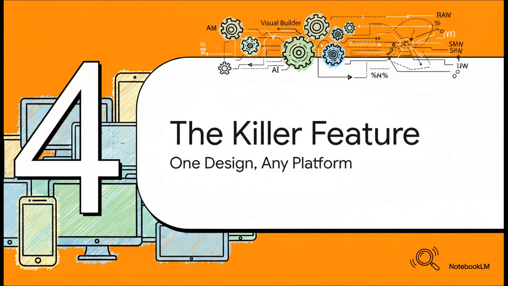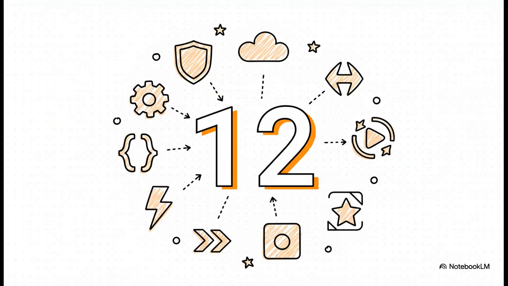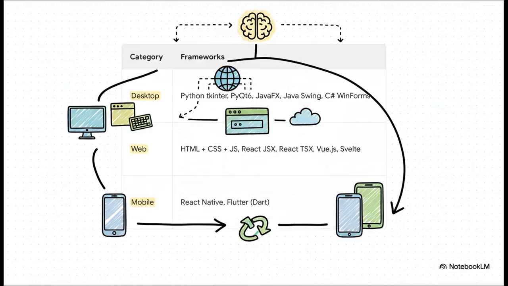But all of this, the amazing visual builder, the crazy AI, it all leads to what I think is the absolute killer feature of UIForge, the one thing that truly sets it apart from everything else. It all comes down to this one number, 12. So what does that mean? Well, it's the number of different programming frameworks that UIForge can support from a single design. The amount of support here is just incredible.